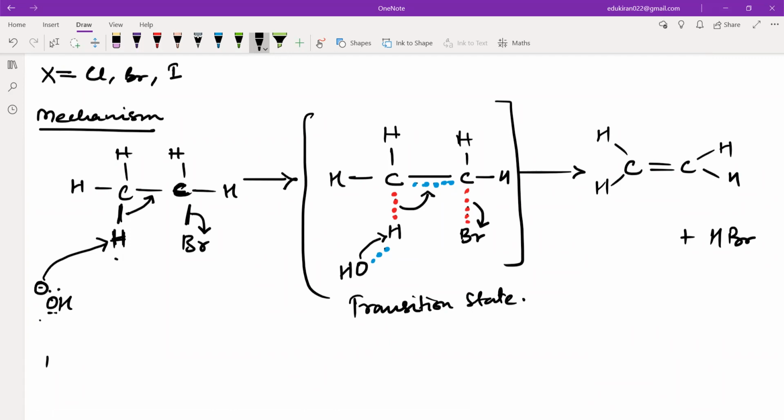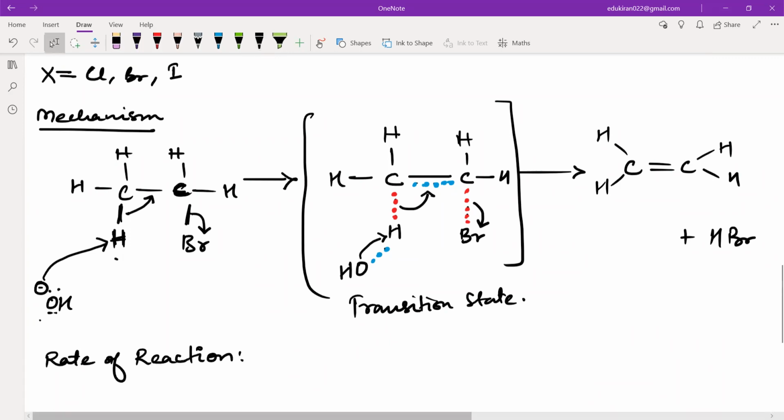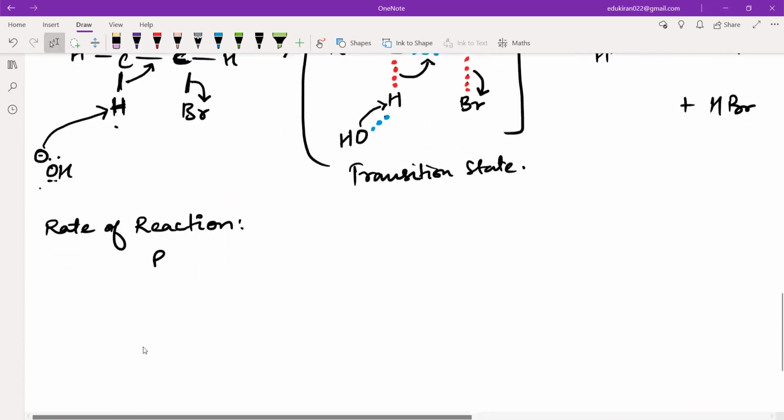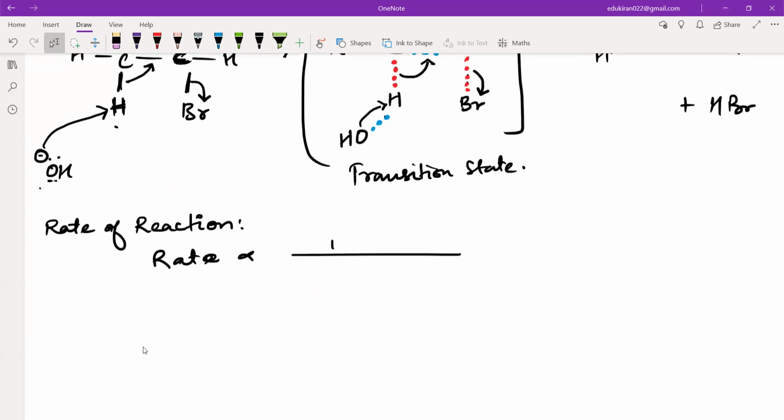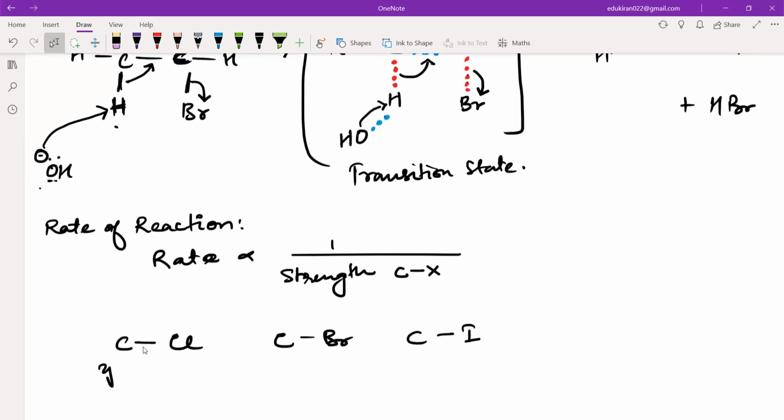Hence, if I want to talk about the rate of reaction for different alkyl halides, then I can say that the rate is inversely proportional to the strength of the C-X bond. If the C-X bond is weak, the rate will be very high. When I talk about the bond strength, we have the C-Cl bond, the C-Br bond, and then the C-I bond. C-Cl is second period and third period, C-Br is second period and fourth period, and C-I is second period and fifth period. So obviously the C-I bond is the weakest. This is the order for bond strength.